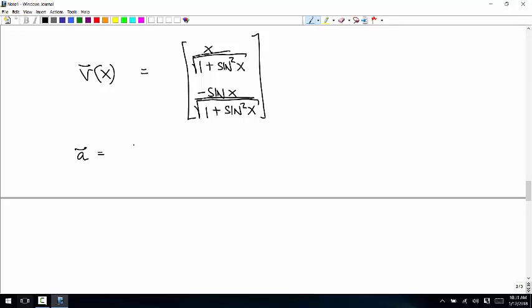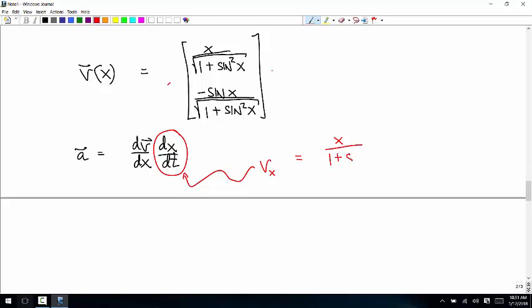So the acceleration is dv dx times dx dt. Dx dt is the x component of the velocity. And what's the x component of the velocity? Yeah, the x component of what I have written right above. So that's 1 over the square root of 1 plus sine squared x.